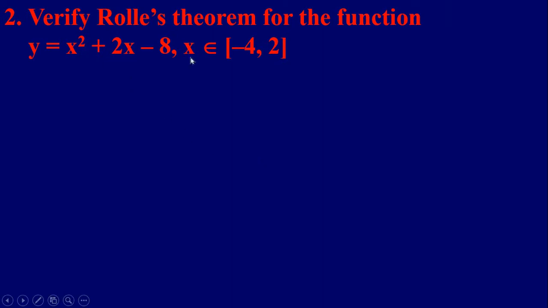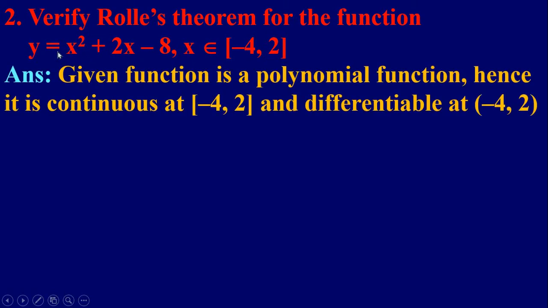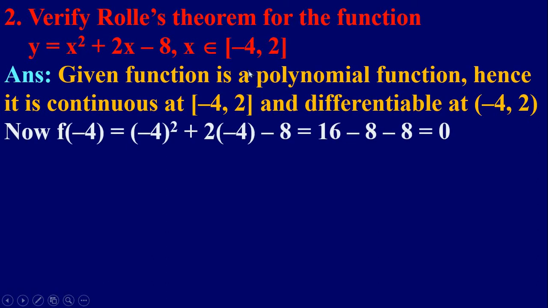Next problem: verify Rolle's theorem for the function y equal to x square plus 2x minus 8 when x belongs to minus 4 to 2. Here also the given function is a polynomial function, that is, y equal to x square plus 2x minus 8 is a polynomial function, hence it is continuous in closed interval minus 4 to 2 and differentiable in open interval minus 4 to 2. So the function is continuous and differentiable. Now we find f of minus 4.